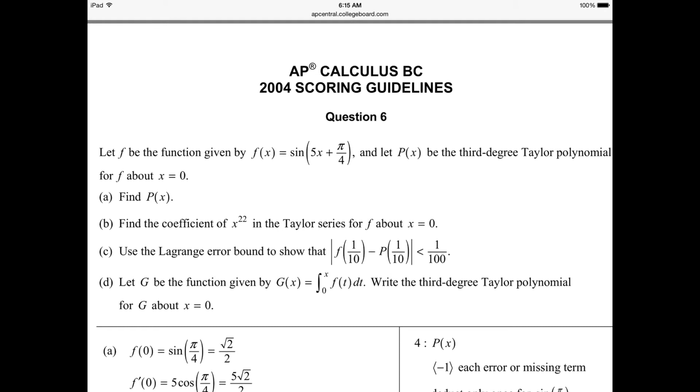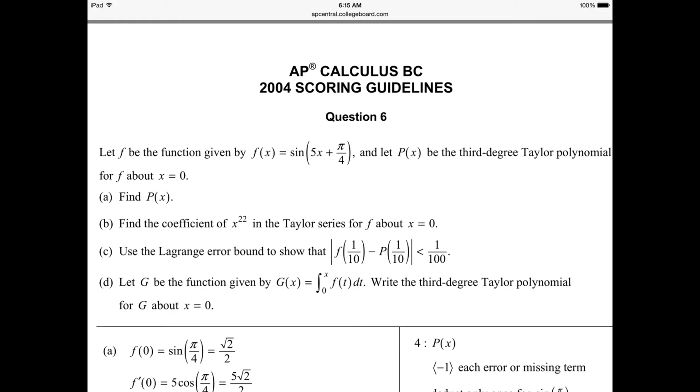Question 6 says, let f be the function given by f of x equals sine of 5x plus pi over 4, and let p of x be the third degree Taylor polynomial for f about x equals 0. So in this problem, you're going to need to know how to construct a Taylor polynomial and how to use the Lagrange error value. Part A asks us to find p of x.